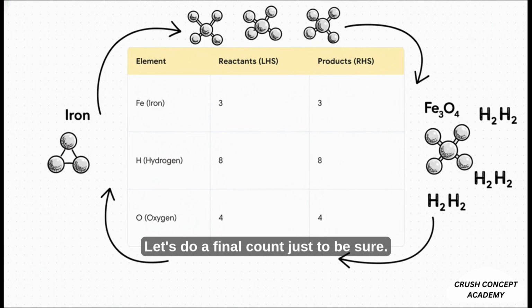Let's do a final count just to be sure. 3 irons on both sides? Check. 8 hydrogens on both sides? Check. And 4 oxygens on both sides? Perfect. See? It's just like solving a little puzzle, one piece at a time.